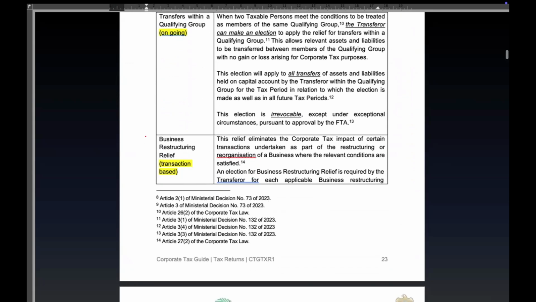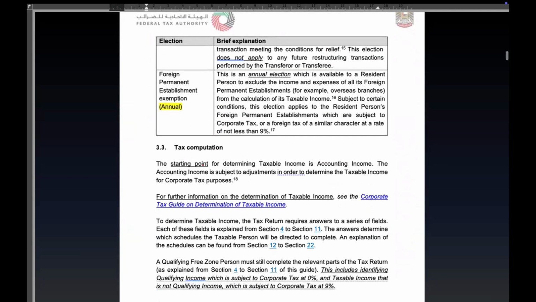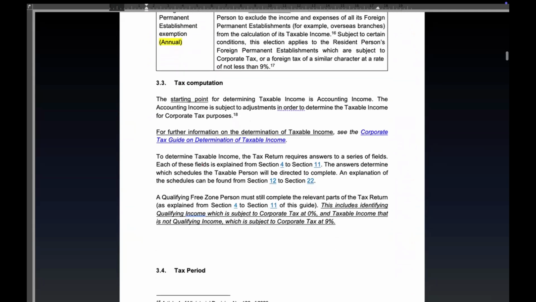Transaction by business restructuring relief is a transaction by transaction relief. For each transaction, you need to opt for it, because this is a transfer. An entire business, or one independent part of a business, is being transferred as a going concern from one taxable person to another taxable person. So they assume this is a transfer of a going concern and it will not have any impact on the tax. So they have given this relief. Foreign permanent establishment is an annual relief.